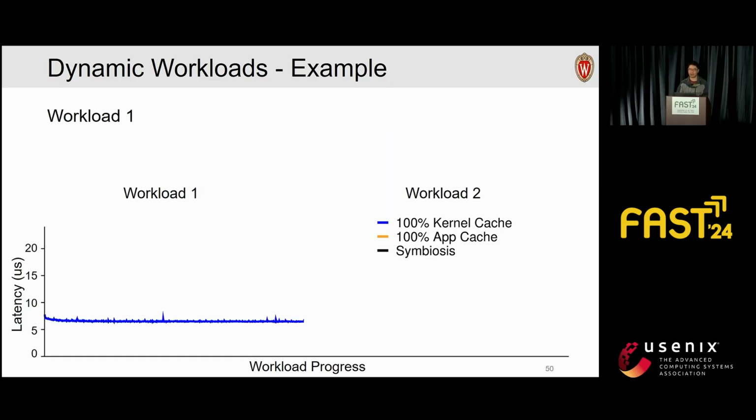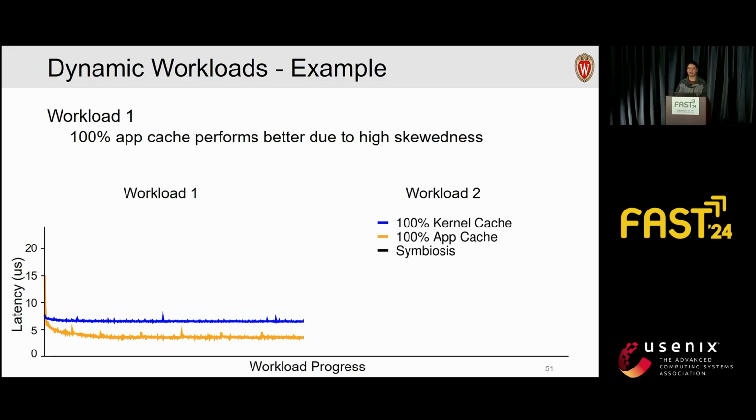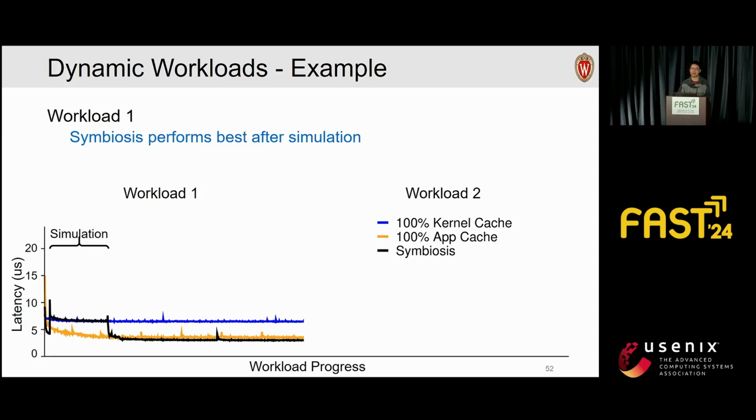During workload 1, if we give all the memory to the kernel cache, it has a steady performance of around 6 microseconds per operation, as shown in the blue line. If we give all the memory to the application cache, it performs better because the workload is very skewed and the application cache holds the entire hotspot. This is shown in the orange line. Symbiosis is the black line. It performs a round of simulation at the start of the workload, then adapts to a better cache size with lower latency than both static configurations.